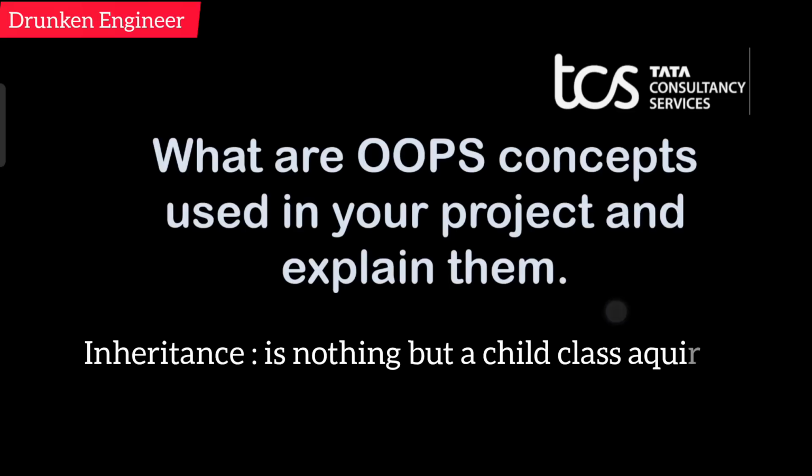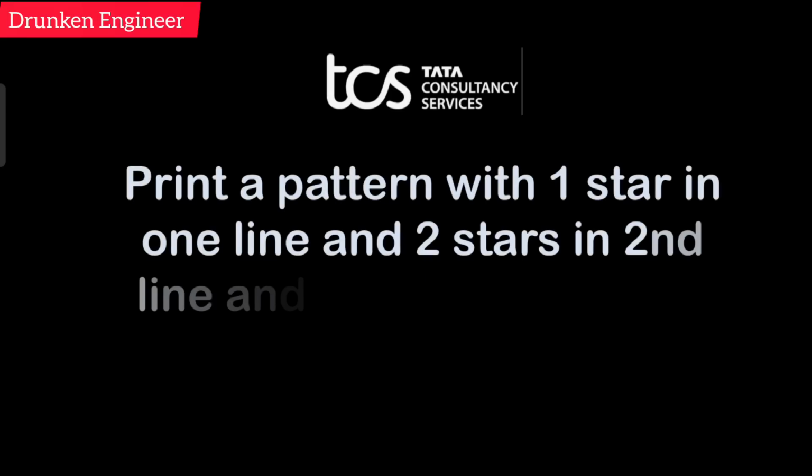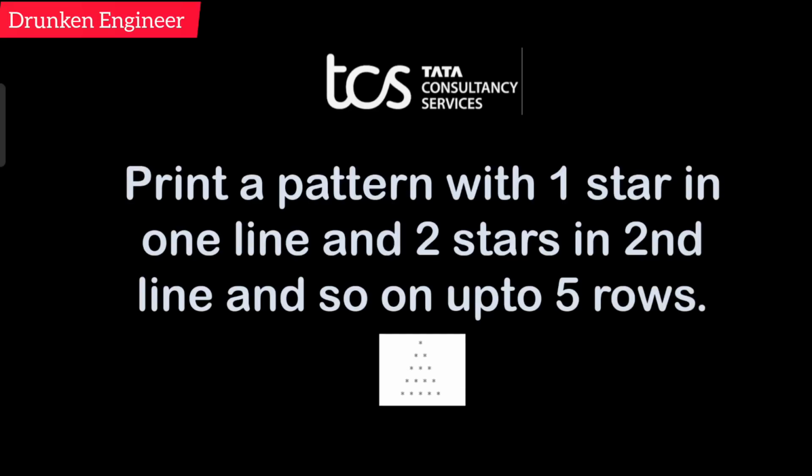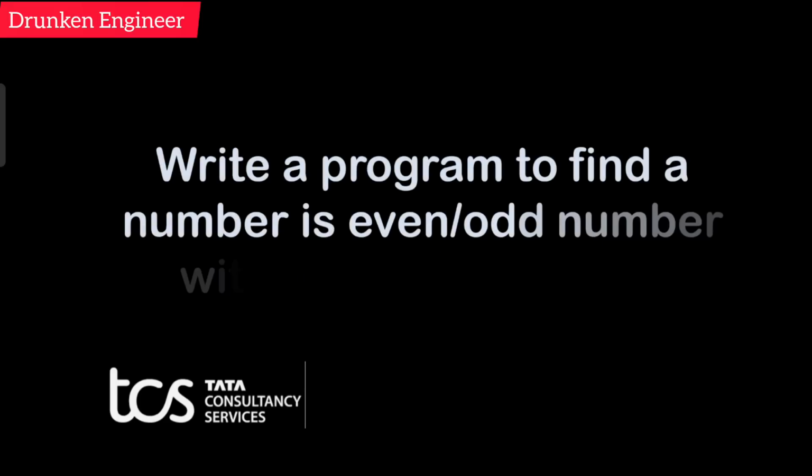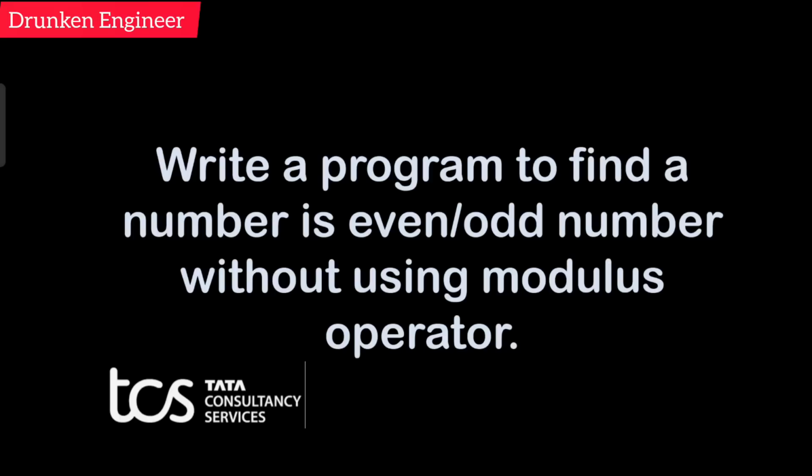Now let us discuss the coding question that was asked. Print a pattern with 1 star in one line, 2 stars in the second line, and so on up to 5 stars. I have also copy pasted the diagram here. So that is how we need to print. In the upcoming videos, we'll discuss that as well. The next question is also on coding. Write a program to find whether a number is even or odd without using the modulus operator. So these were the two questions that were asked as part of the first round.